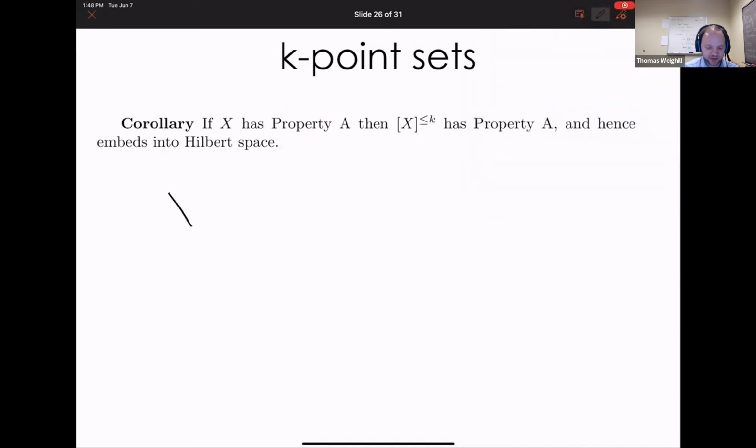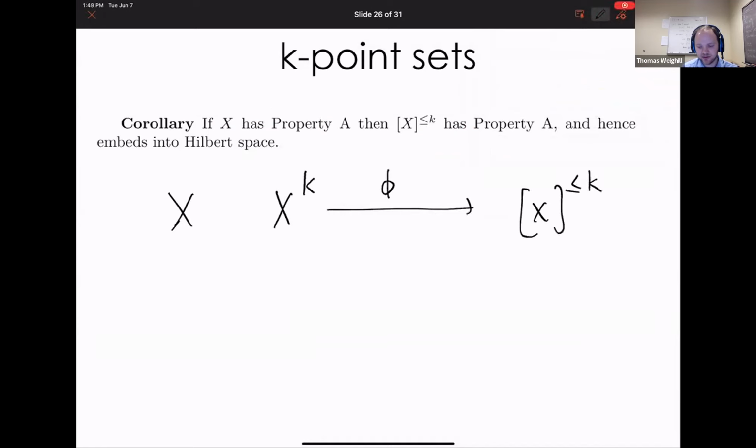Well, you have X, which has property A. You say, well, I know that X to the K has property A. I know there's this nice map to the space of k point sets, right? And I know that this has property A implies that has property A implies that has property A. And property A implies coarse embeddability.